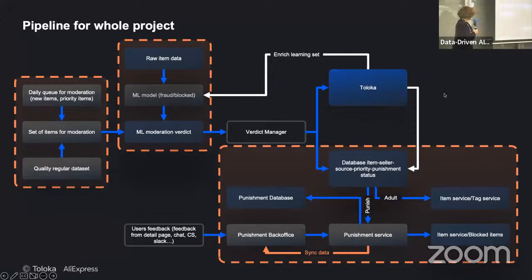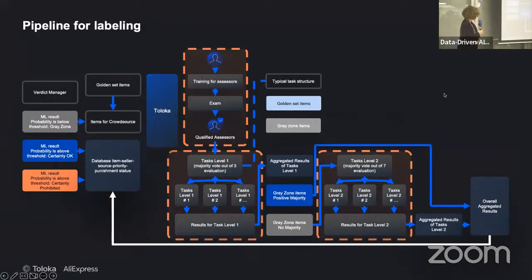In more detail about the Toloka process. Our verdict manager: probability above threshold okay, probability above threshold not okay, goes to database. Gray zone, that's always the most interesting point, right? We take this gray zone and it goes to Toloka for crowdsource.